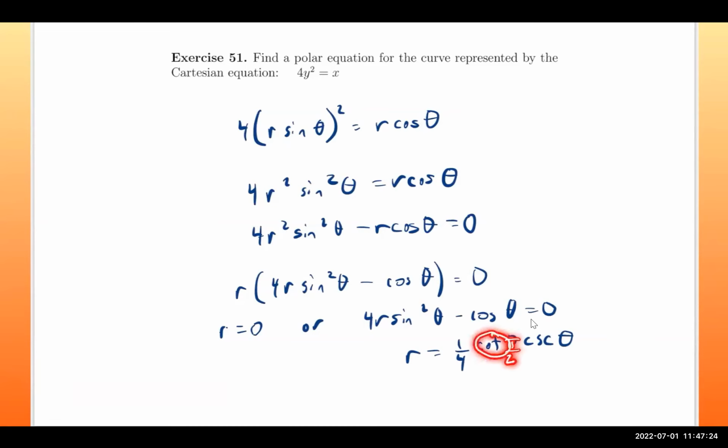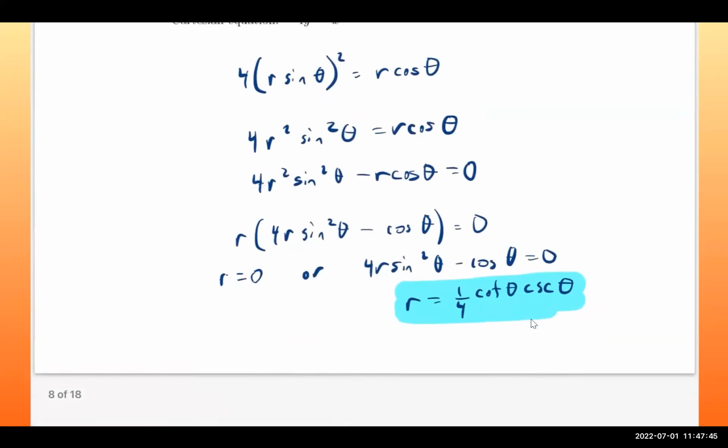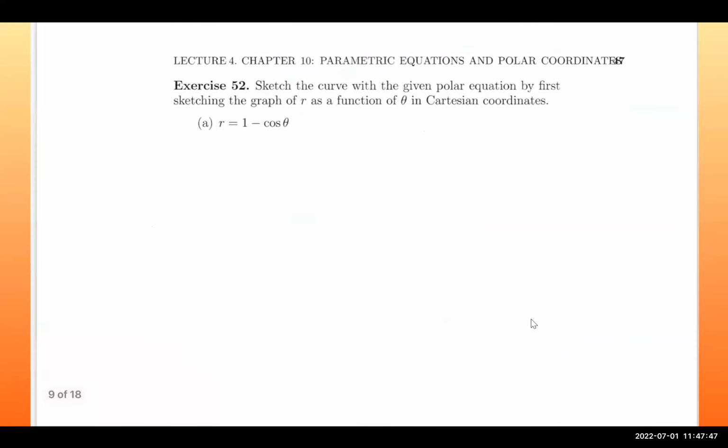When theta is pi over 2, the cotangent is going to be 0 and the cosecant is going to be 1, so this entire thing will be 0. So r equals 0 will be included in this equation. Ultimately, you don't really need the other equation because this equation includes this one already. But they're both solutions, so this is your final answer here.